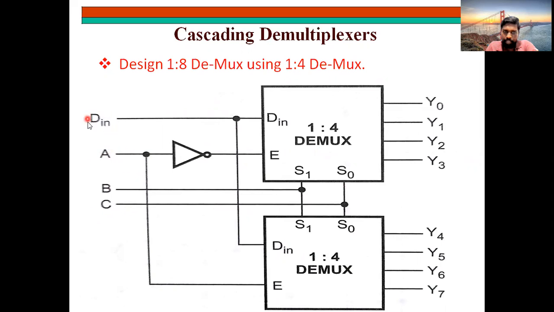D in is the one input, and here you are having 8 outputs: Y0, Y1, Y2, Y3. As we are cascading them, definitely these 4 will be added to these 4. Total you will have 8 outputs. So one input D in, 8 outputs here, and 3 selector inputs here. So by using two 1:4 DMUXs, we have designed one 1:8 DMUX.